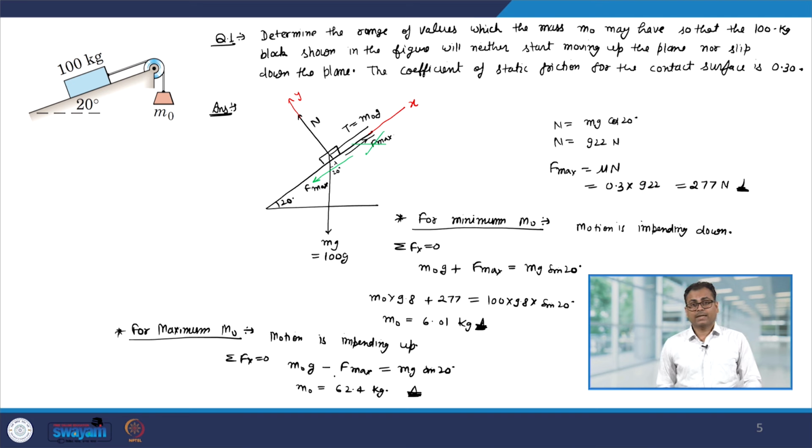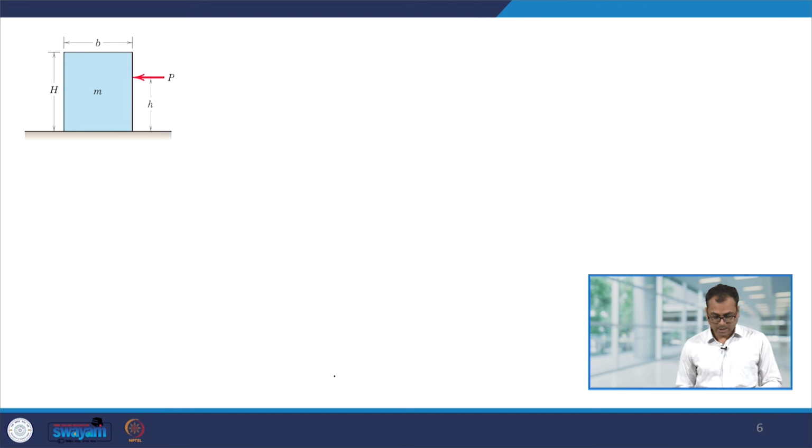So, this implies that if the value of m naught is less than 6.01 kg, then the 100 kg block will move downward, and when its value is more than 62.4 kg, then the 100 kg block will move upward. Therefore, for the equilibrium, the value of m naught should be between 6.01 to 62.4 kg.